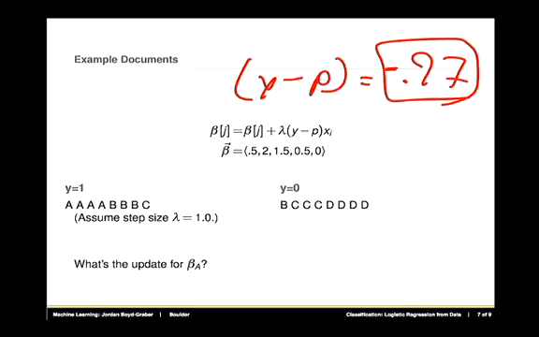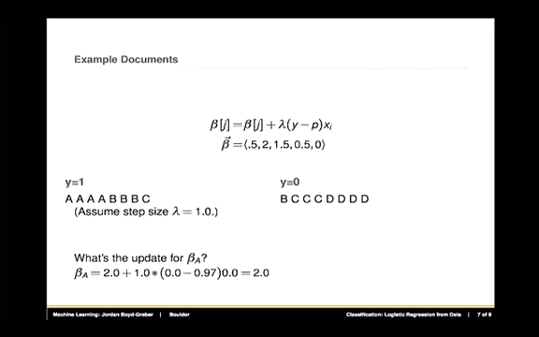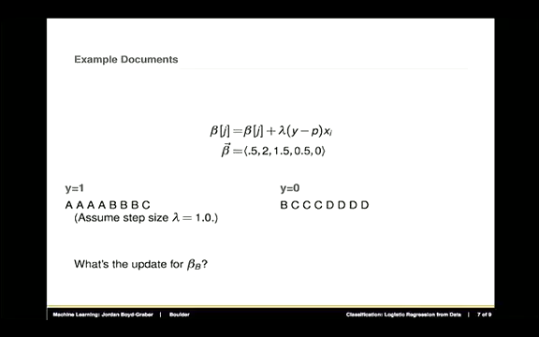So, what's the update for beta A? 0. You have no examples or no features to contribute to XA, so that's 0, so it remains exactly what it was before. If you see an A, that means positive class. All right, so now let's do the update for beta B.